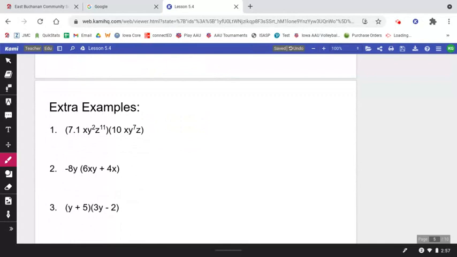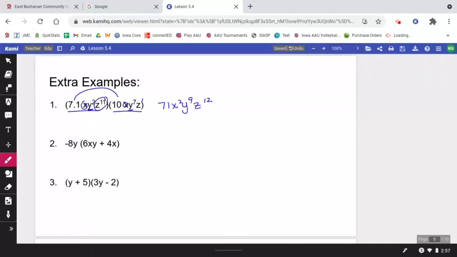On this one, there's no addition or subtraction, so these are just monomials. We learned that in Chapter 5, Lesson 1. 7.1 times 10 is 71. There's 1x here, be x to the second. Y squared and y seventh would become y ninth. Z 11th and z 1 would become z 12th.